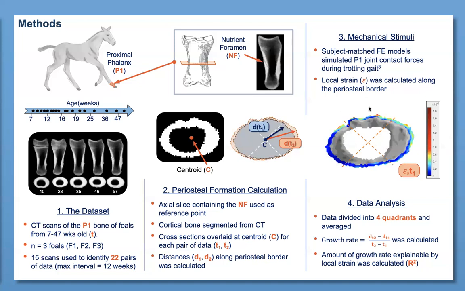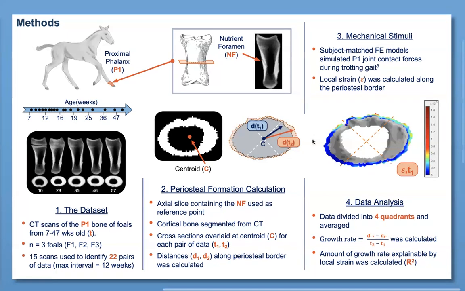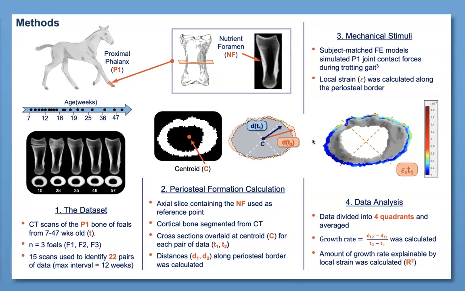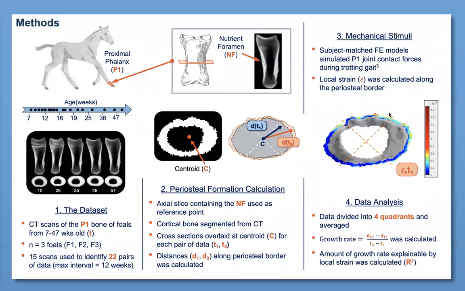Finally, we divided the periosteal apposition and the local microstrains into 4 regional quadrants across the AP axis. You can see here we have the anterior, posterior, lateral, and medial quadrants. For each of the metrics we calculated, we averaged them per quadrant, and we did so across every unique time interval.